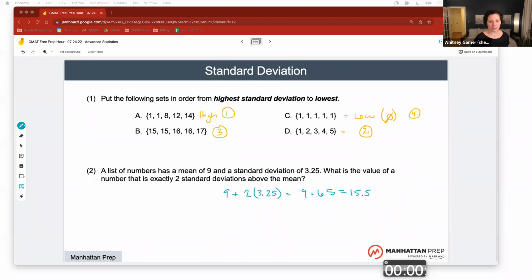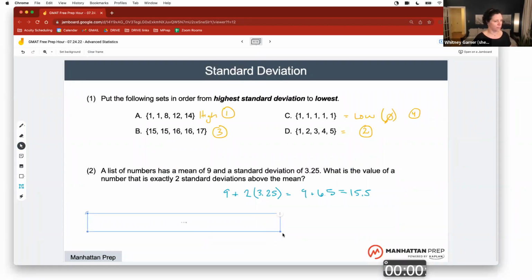Okay. Last but not least, for our standard deviation, our weird rules. Let me toss one more in here.